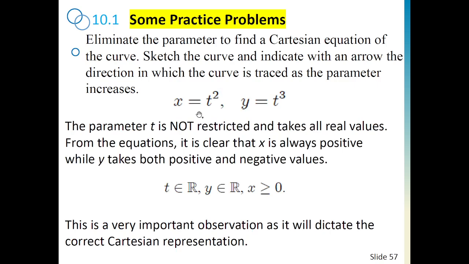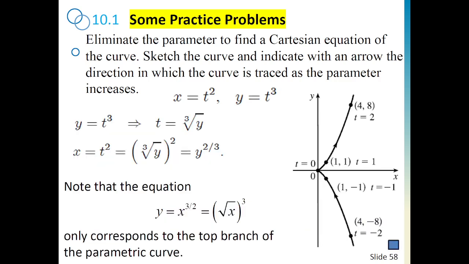Here similarly, what we realize is x is t squared, so x needs to be greater or equal to 0 regardless of the value of t. Y can be positive or negative. So if t is positive, y is positive. If t is negative, y is negative. And here we don't have any restrictions on t, so t can be any real value. So what we learned is x is only positive, but y can be positive and negative. So this is useful when we rewrite our expression.